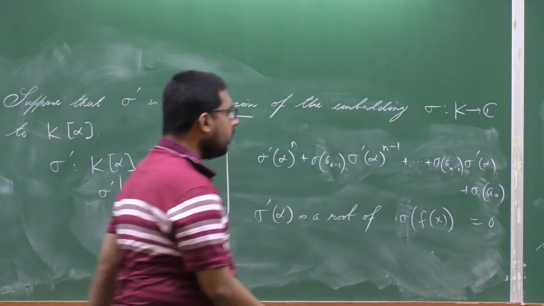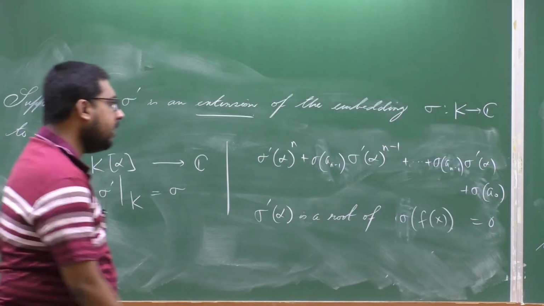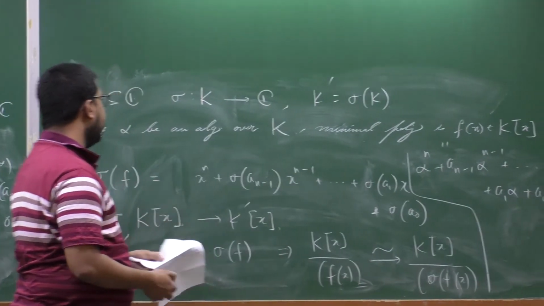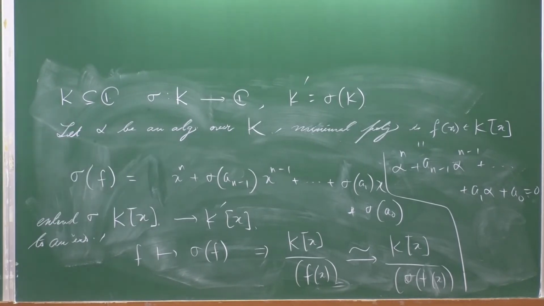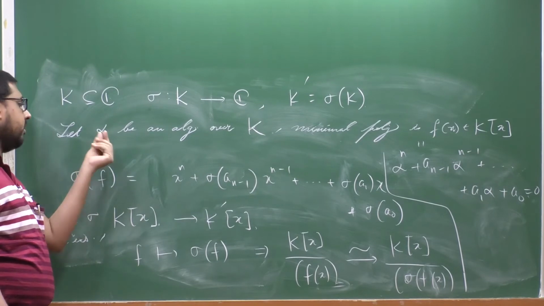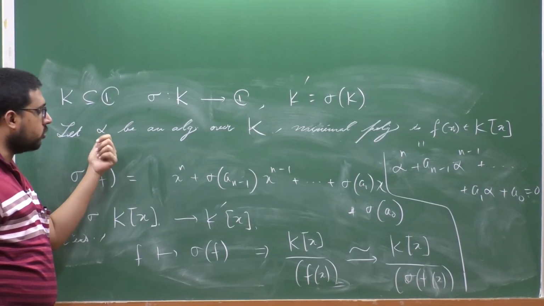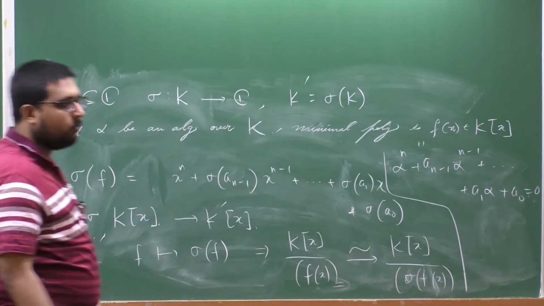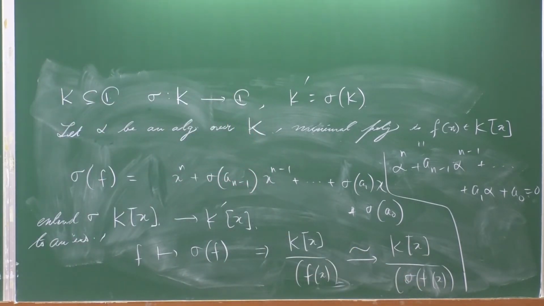So the observation is that suppose we have an embedding and an algebraic element. If this embedding has an extension, then under this extended embedding, the element will go to some root of the image polynomial. That is the general observation that we have used, and now that will culminate into the following observation.